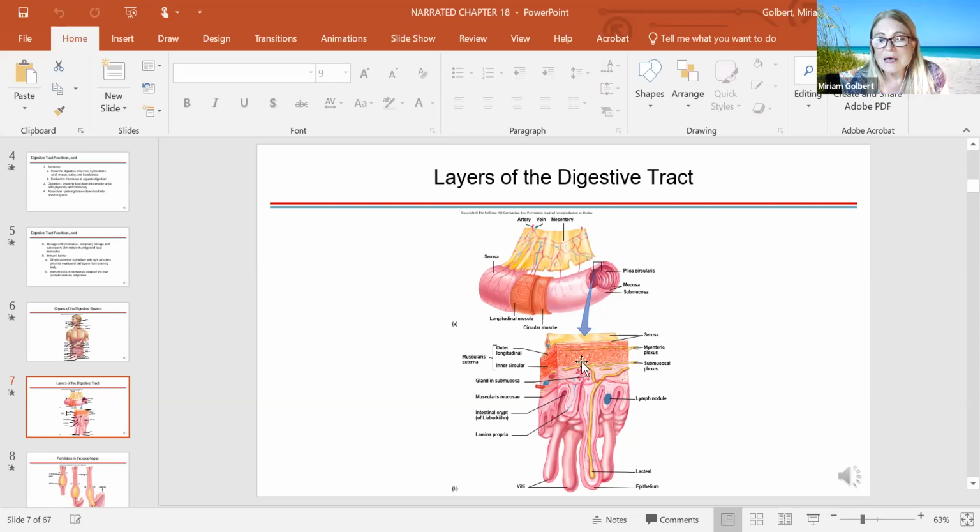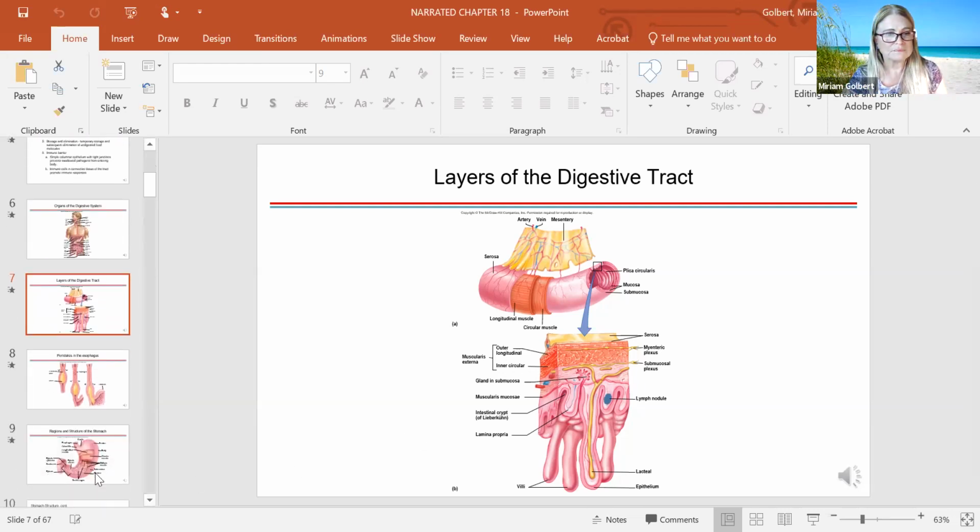Now, one thing in the muscle layer, most of the GI tract has two layers, the circular and the longitudinal. The stomach, remember I said it has three layers. It has an oblique layer, an additional layer, which is what makes the stomach like a churning machine, moving and mixing things very well.